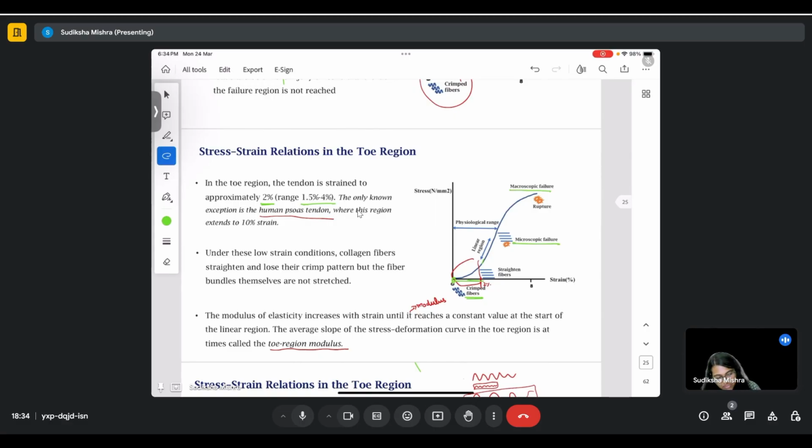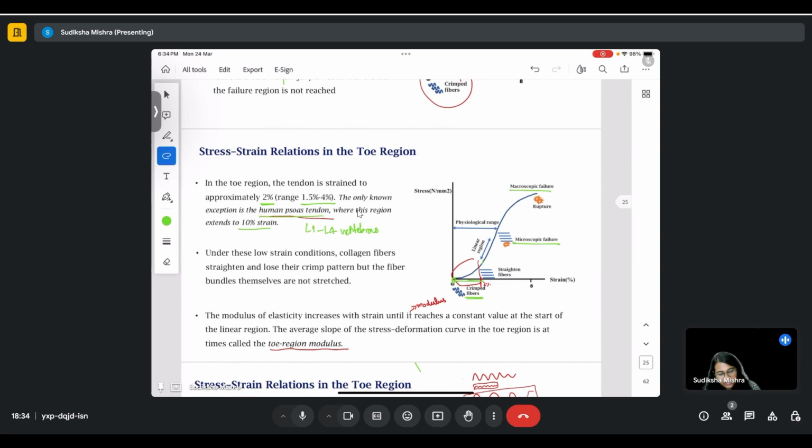The only exception is the human psoas tendon. The psoas originates from the L1 to L4 lumbar vertebrae and inserts into the femur, near the knee joint. It's a very large muscle, and the tendon attached to the psoas muscle can extend to 10% strain.